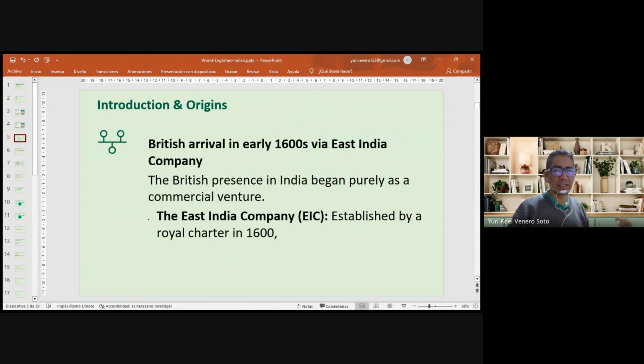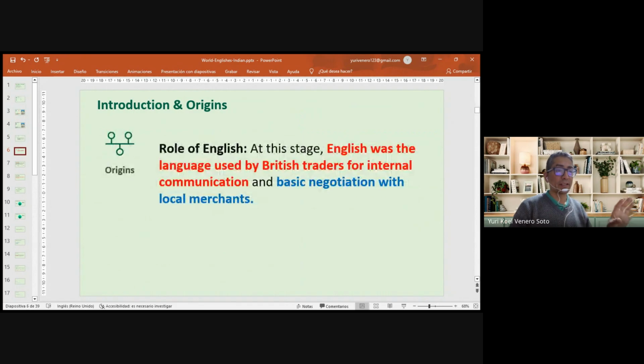How did English enter into India? In the early 16th century, via the East India Company, the British presence in India began purely as a commercial venture. They wanted to trade with Indians. At this moment, English was the language used by British traders for internal communication and basic negotiation with local merchants.